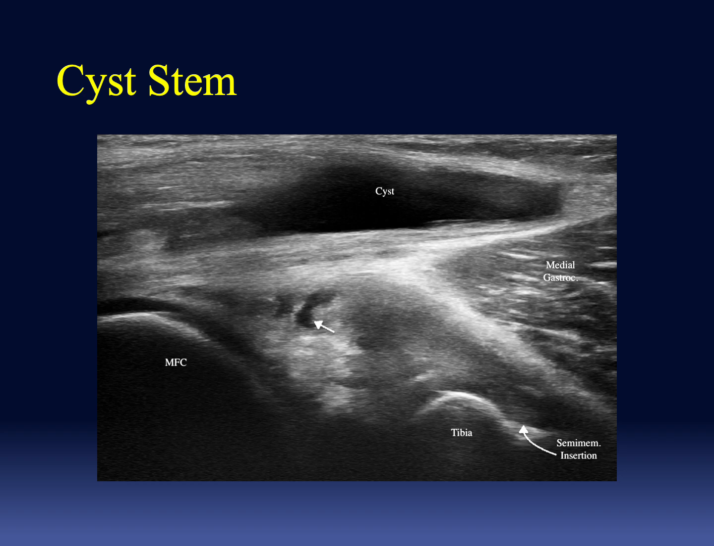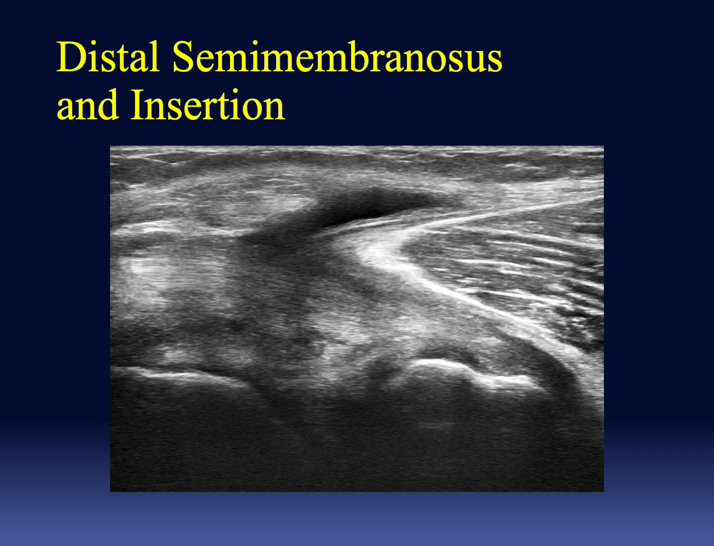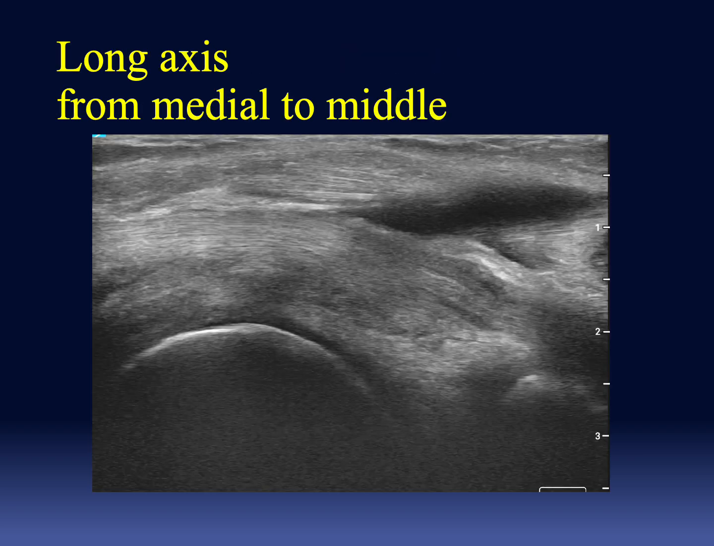Here is a long axis view of the stem of the cyst shown by the arrow. It is passing between the medial gastrocnemius, which is shown above, and the semimembranosus, which is seen only as a shadow in negative anisotropy, more toward the right side of the image. Here is a specific view of what the semimembranosus tendon and insertion look like.